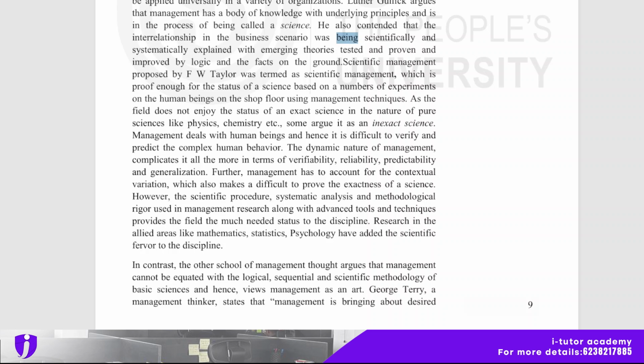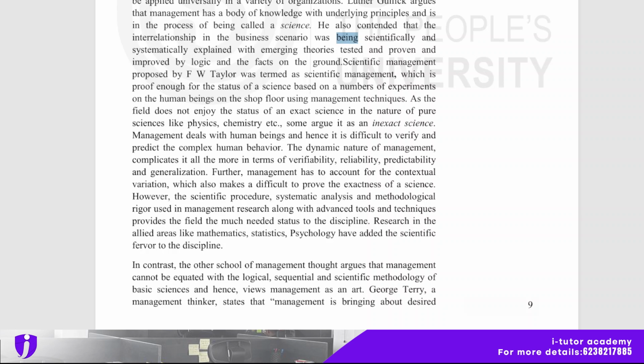Scientific management was proposed by F.W. Taylor. In the meaning section also we saw F.W. Taylor's definition. F.W. Taylor is one of the important authors in the management area. His work was termed scientific management, which is proof enough for the status of science, based on a number of experiments on human beings on the shop floor using management techniques.